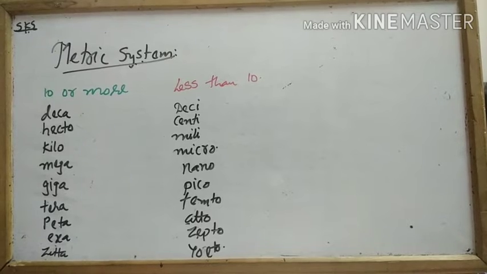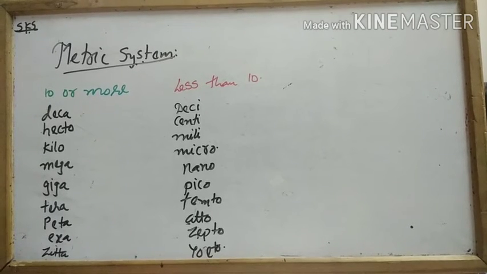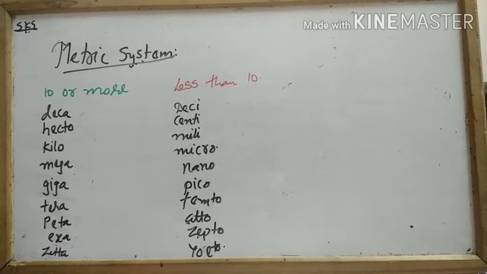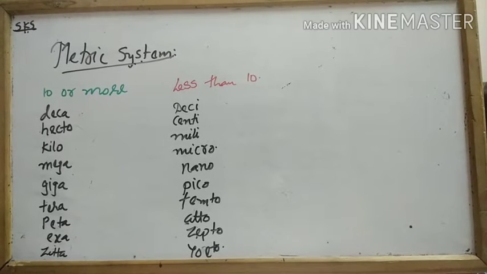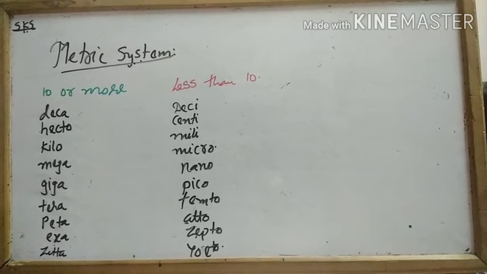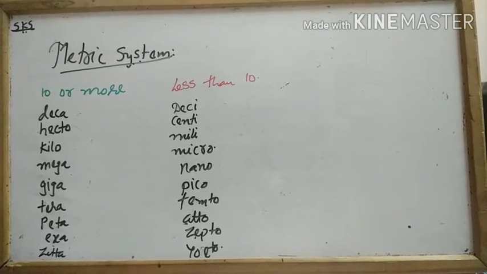Whatever software is there, it is used by binary system. And this binary system is not a part of your syllabus, your scope, but this is for your additional information. It is using only 2 digits, 0 and 1, and hence it is binary system. So coming to metric system, my dear friends, as I told you, it contains 10.